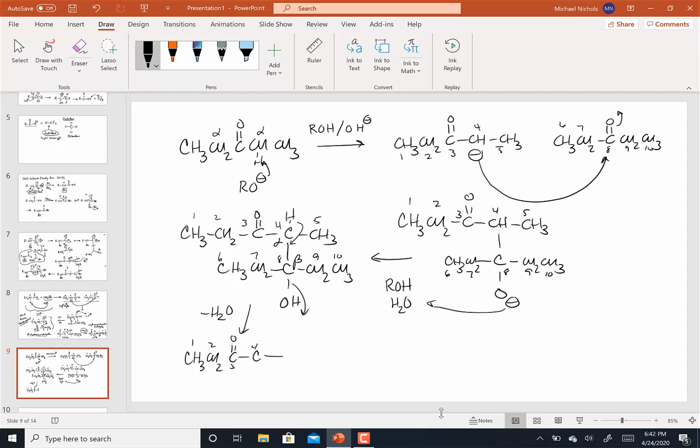So let me write on the other side, carbon 8. Carbon 4 is attached to a methyl group, so that methyl group will go down here. My double bond will go there. And then carbon 8 here is attached to 2 ethyl groups. So there is my alpha and beta unsaturated ketone.